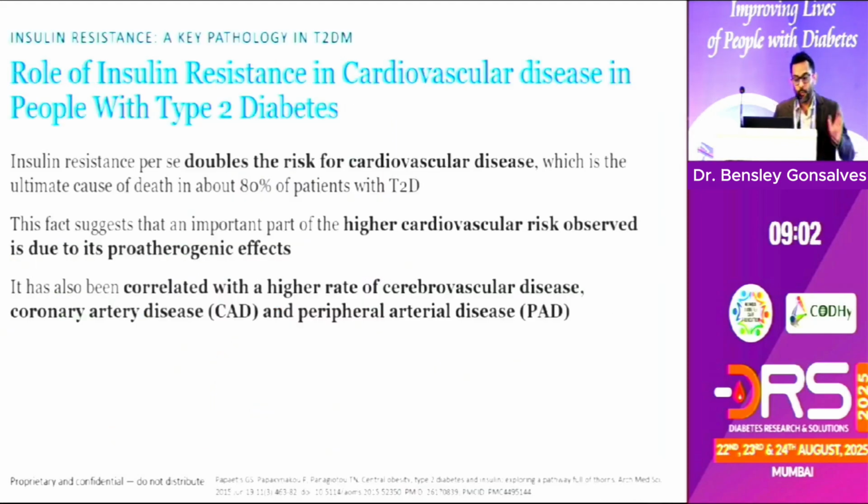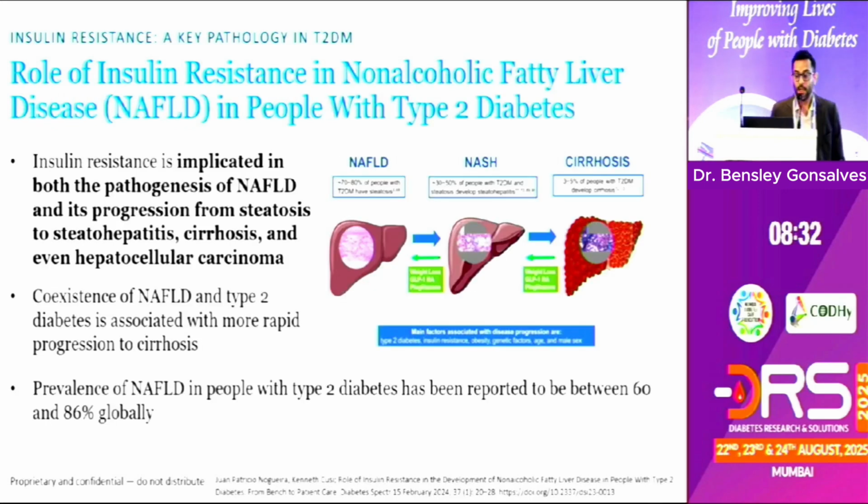When a person has insulin resistance, the risk of cardiovascular disease doubles, and 80% of these patients will die because of CVD. This is specifically because of the pro-atherogenic effect of insulin. Insulin resistance will ultimately lead to hyperinsulinemia, which itself is pro-atherogenic and thereby leads to cardiovascular events.